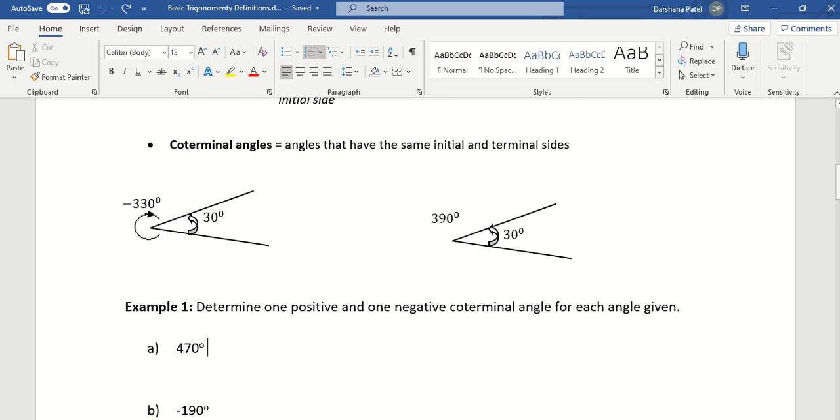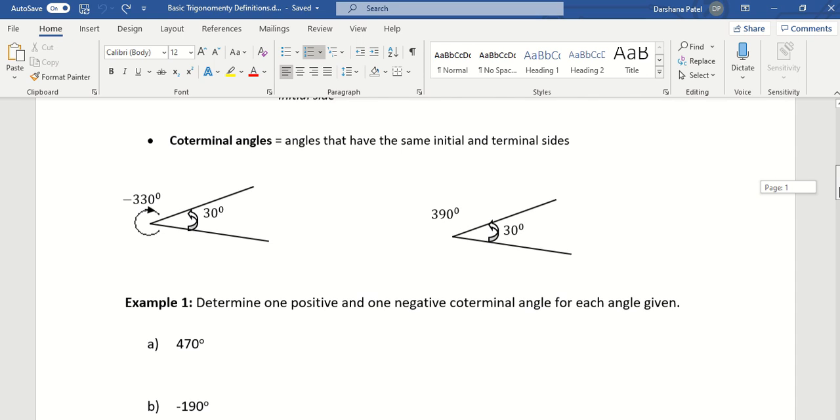Coterminal angles are angles that have the same initial and terminal sides. So 30 degrees here, positive 30. If I go in the counterclockwise or anti-clockwise direction, one complete circle is 360 degrees. So if this much is 30, and I go from here to here, it will be negative 330 degrees. Or I can go 30 degrees and then one more complete circle, adding 360 to the 30, and we get 390 degrees. So 30 degrees, negative 330, and 390 are all coterminal angles to each other.